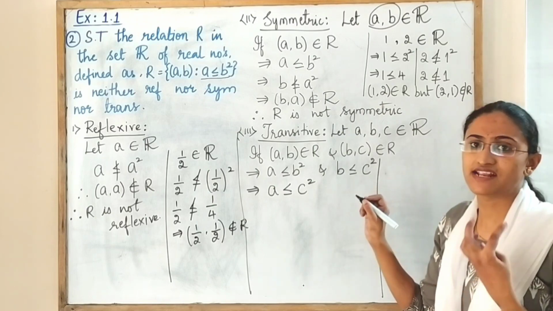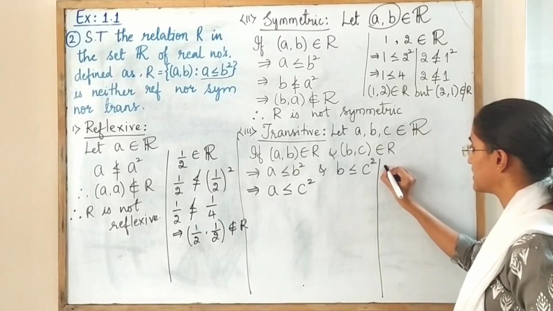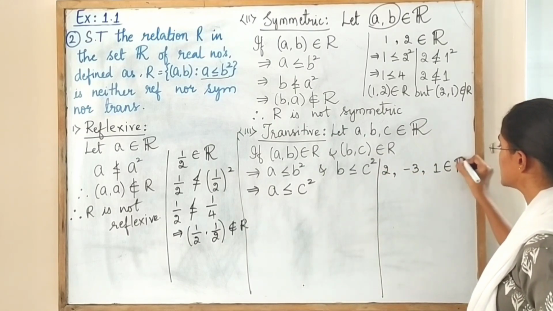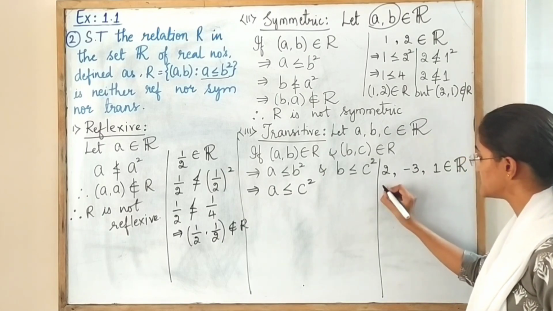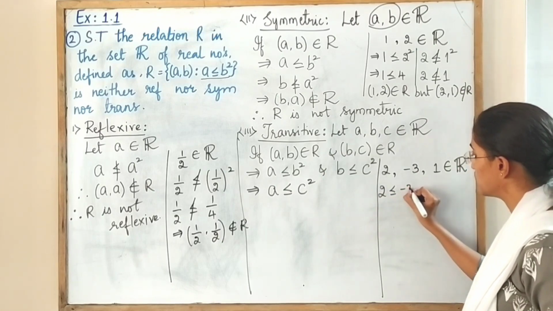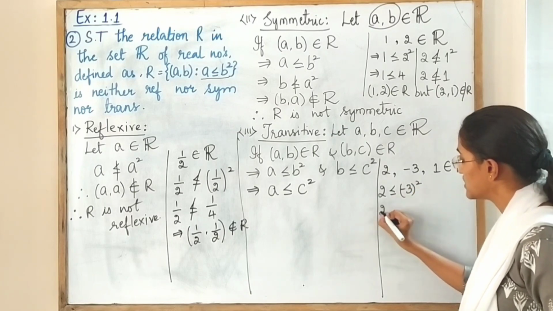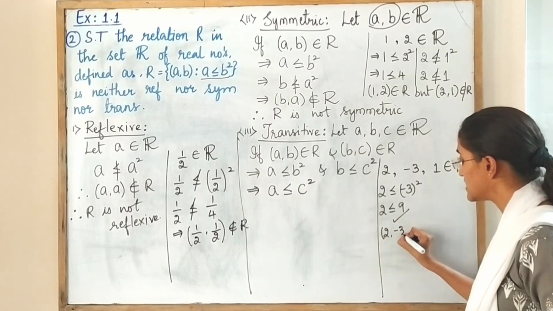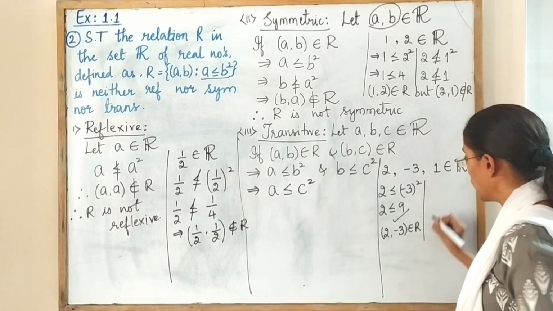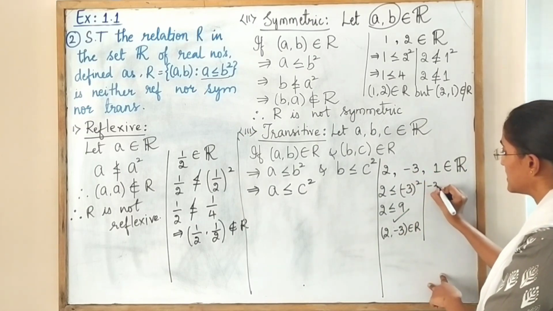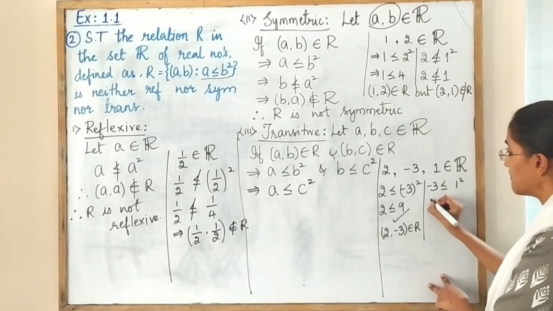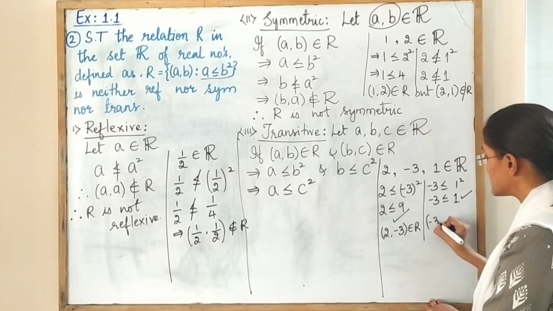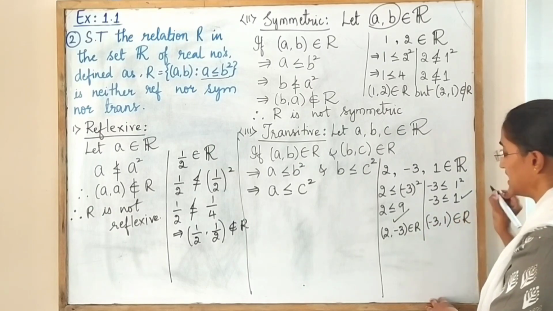If I am selecting randomly 3 elements from the set of real numbers, say 2, -3, 1, you may observe that 2 is less than or equal to -3 the whole square, that is, 2 is less than or equal to 9. Yes, the statement is right, and hence 2 comma -3 is in the relation R. Now the second one, that is, -3 less than or equal to 1 square, -3 is less than or equal to 1. Again the statement is true, and hence -3 comma 1 also belongs to the relation R.